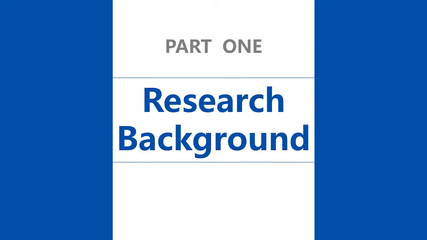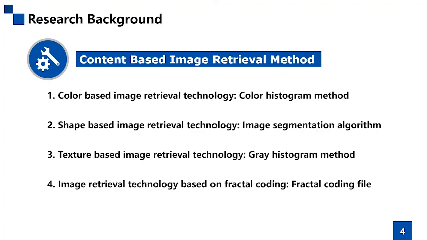The first is the research background. Content-based image retrieval technology is widely used, and its core technology is feature extraction algorithm. According to the different features of the extracted images, content-based image retrieval techniques can be divided into the following 4 types. 1. Color-based image retrieval technology.